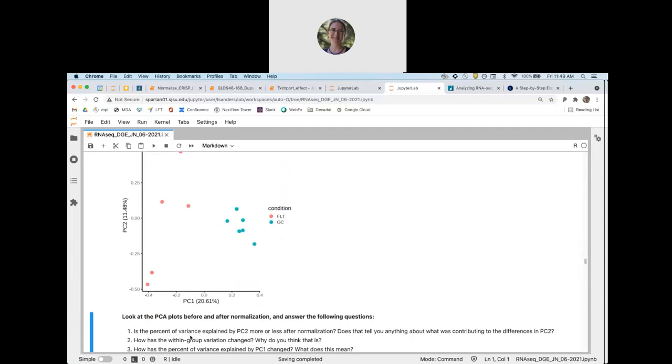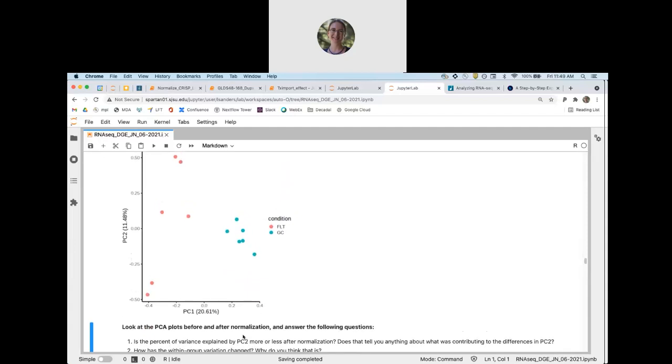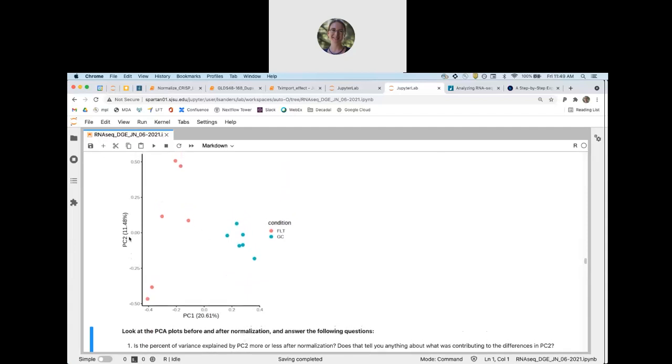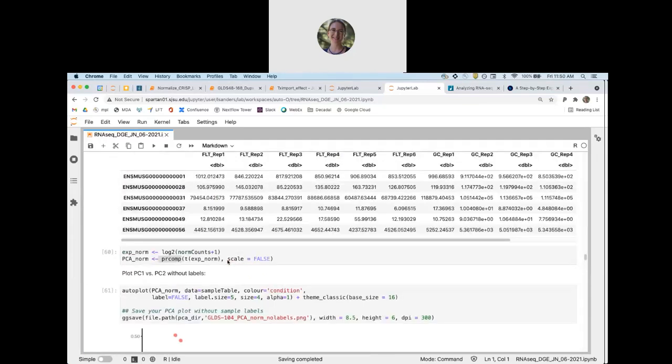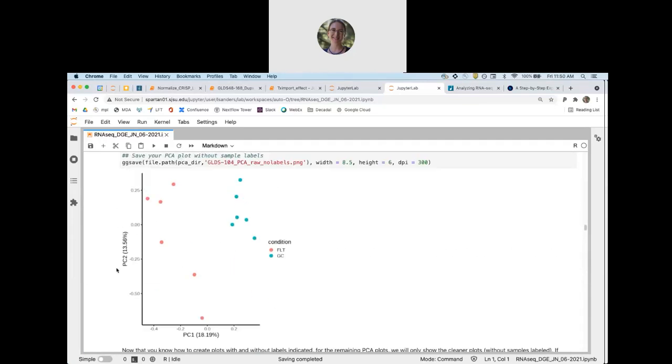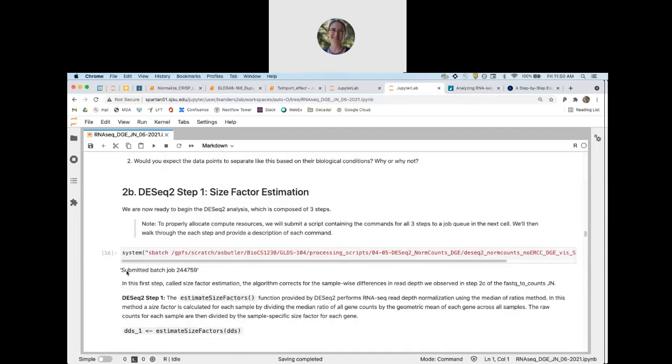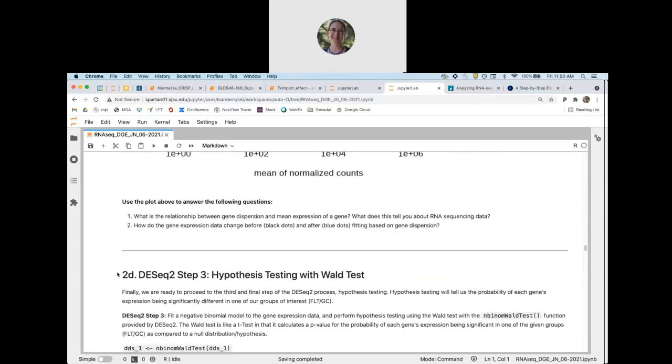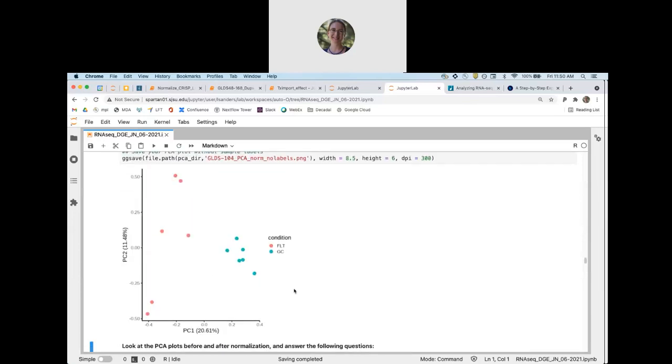Is the percent of variance explained by PC2 more or less after normalization? Yeah, exactly. It's less after normalization. So before normalization, PC2 is accounting for 13% of the variance. Now PC2 is accounting for 11% of the variance.